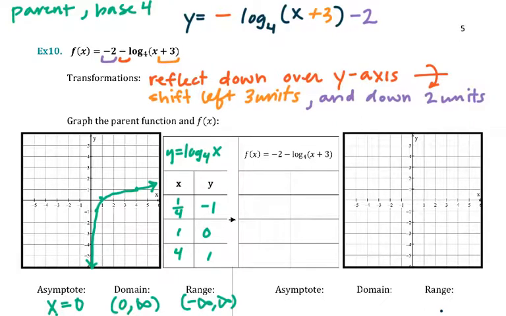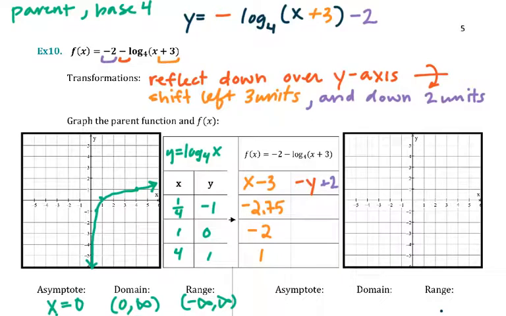So my x value, if I were to write this here, my x value would change because we would say x minus 3, and my y value would change because we would have negative y plus 2. So take 1/4, subtract 3, you're going to end up with negative 2.75. 1 take away 3, negative 2, and 4 take away 3 is 1.